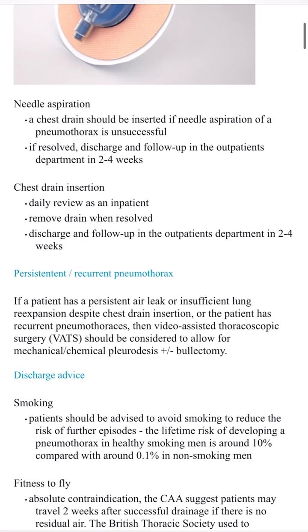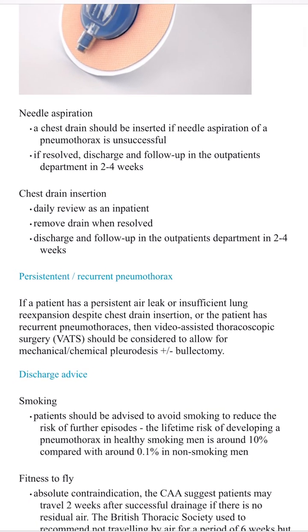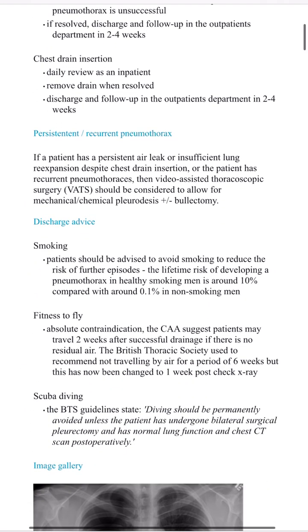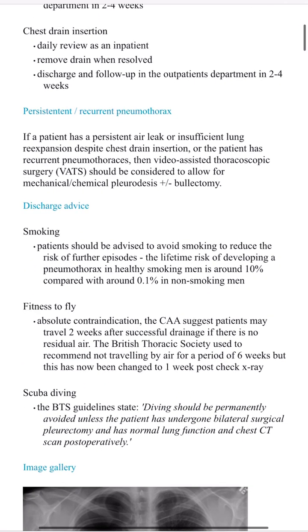Chest drain insertion: daily review as an inpatient, remove the drain when resolved, then discharge and follow up in the outpatient department in 2 to 4 weeks. Okay, so a patient with a chest drain should be monitored as an inpatient, and when it is resolved, then remove the drain.